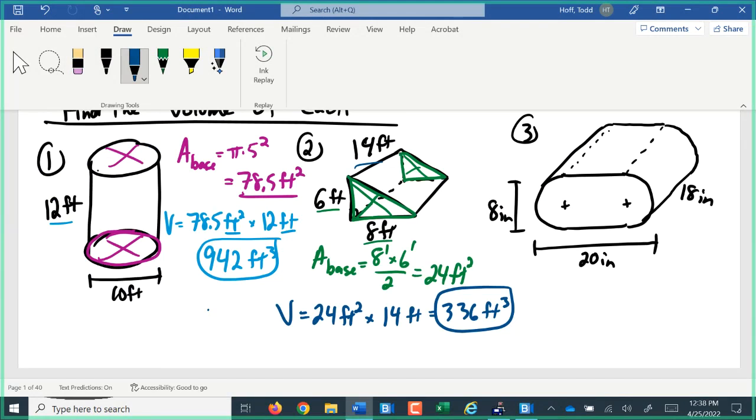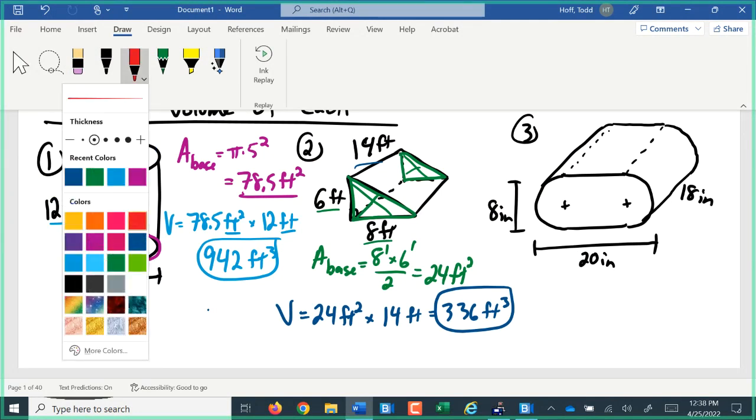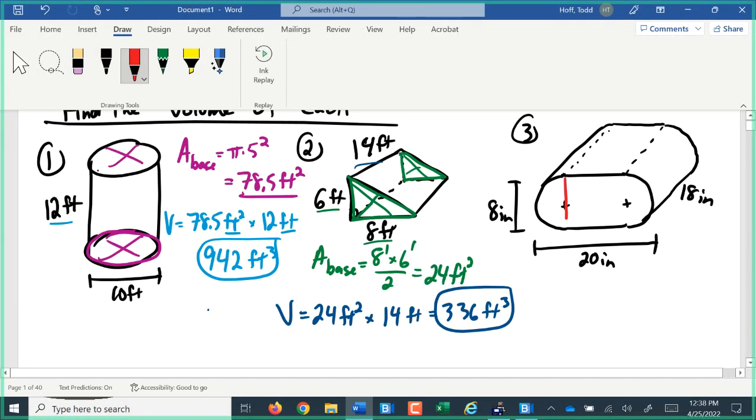This third one's a little trickier. Did anybody get an answer for the third one? You have to split it into 3 parts, but you really only need to find the area of 2. So we're gonna have area 1, here's a rectangle. Area 2 is gonna be those 2 half circles put back together to make 1 circle.